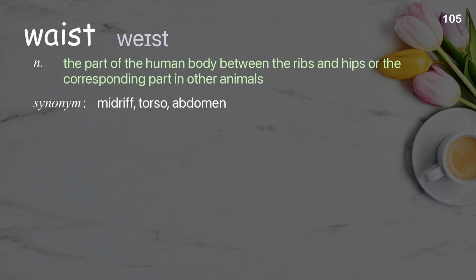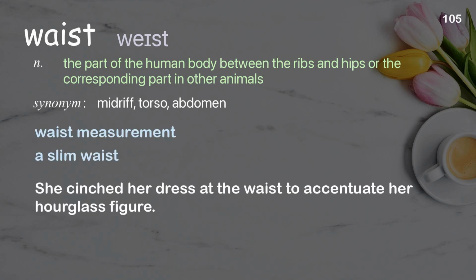Waist. The part of the human body between the ribs and hips or the corresponding part in other animals. Examples: Waist measurement, a slim waist. She cinched her dress at the waist to accentuate her hourglass figure.